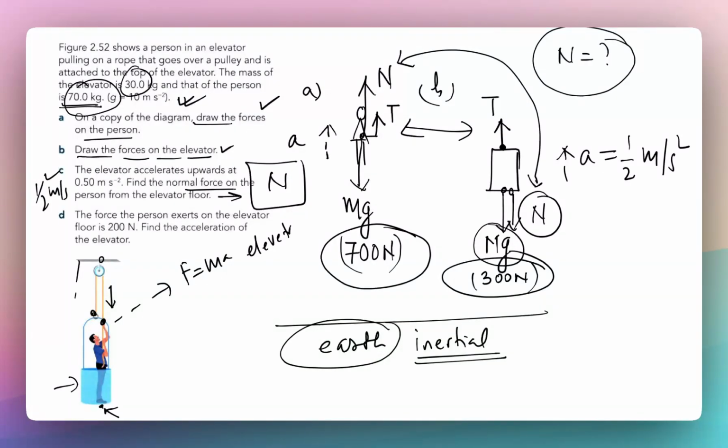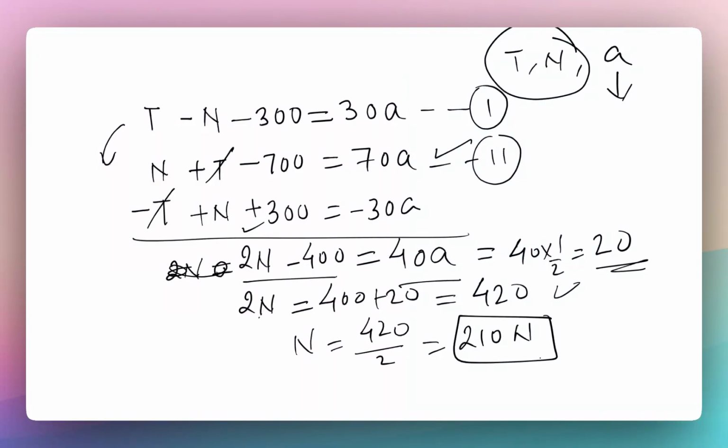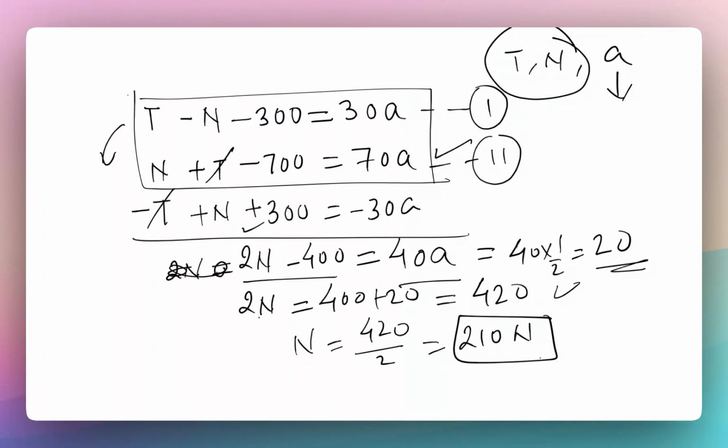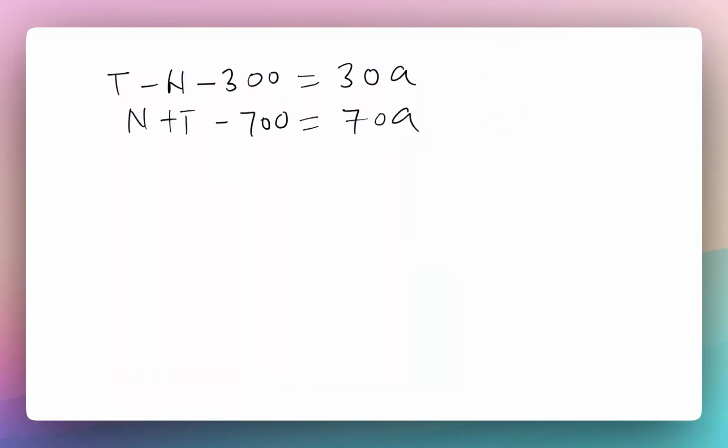Now part D: the force the person exerts on the elevator floor is 200. Find the acceleration. So the other way around we have to do now, assuming that the acceleration is not known. We'll take these original two equations, and now the acceleration is not known, the N is known. I'm just going to copy that. So T minus N minus 300 is equal to 30A. Equation number 2, N plus T minus 700 is equal to 70A.